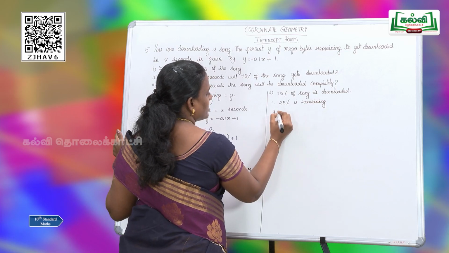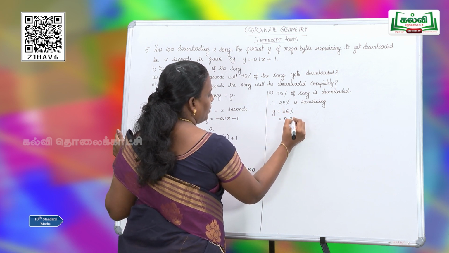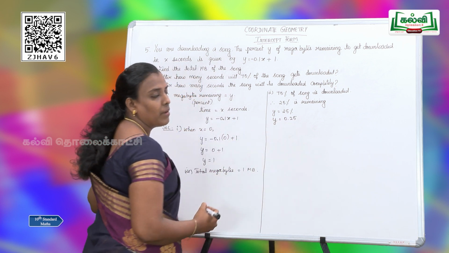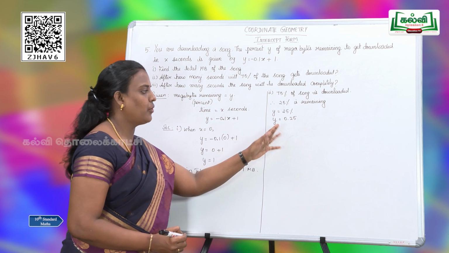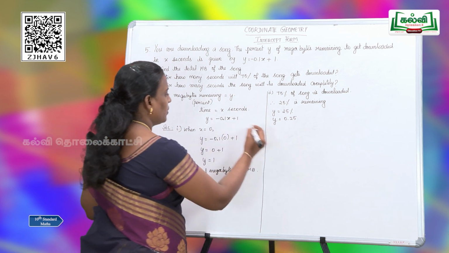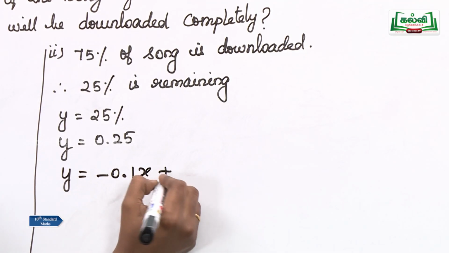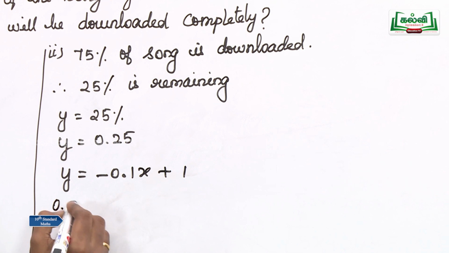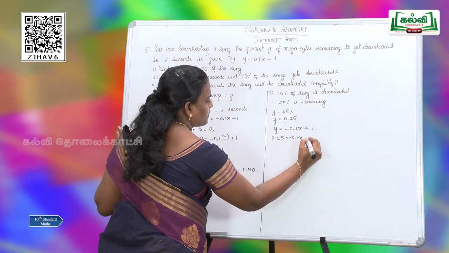So, I get Y is equal to 25%, which is nothing but 0.25. Why? Because 25 by 100, so you get 0.25. So, when I get 0.25, I will substitute the value to find the value of X. So, what is your Y? Y is equal to minus 0.1x plus 1. So, substitute here: 0.25 is equal to minus 0.1x plus 1.